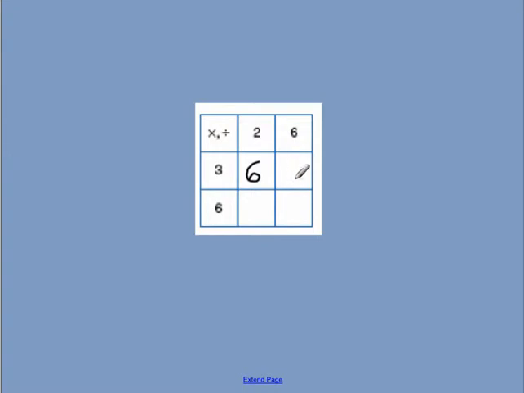If I wanted to figure out what the answer should be here, I'm going to look up. Here's the number 6, and I'm going to look all the way over to the left, and I have a 3. So 3 times 6 gives me an answer of 18.